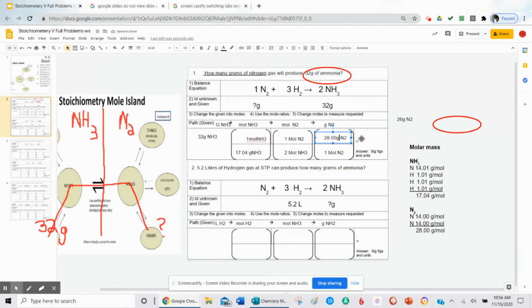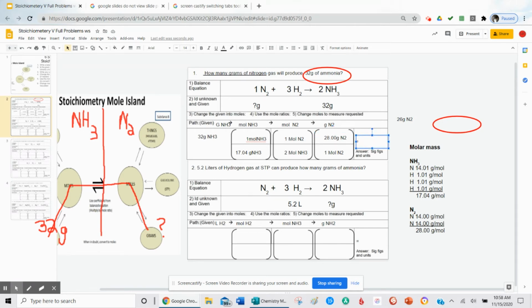Okay, now when I put this all in my calculator, I'm going to do 32. We don't have to multiply by the 1. It won't change anything. Divided by 17.04, times 1, divided by 2, times 28.00, divided by 1. And you're going to get 26.29.